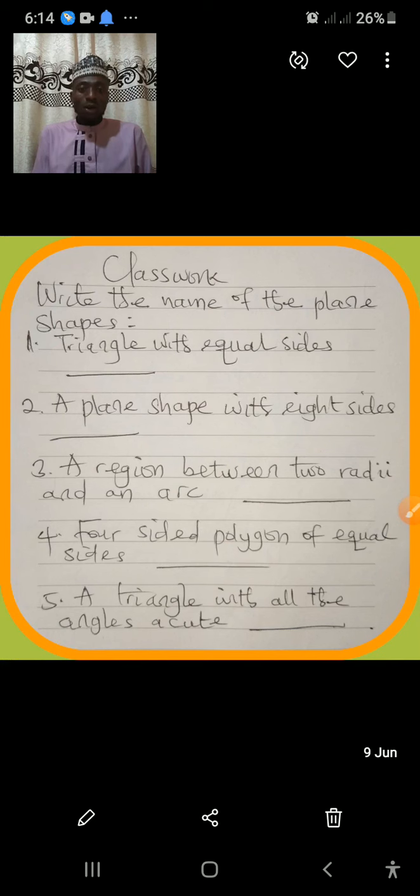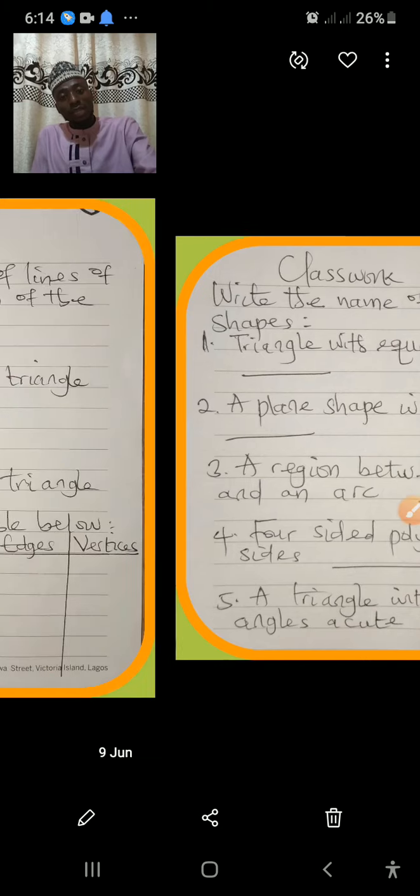Now your classwork. Write the names of these plane shapes. You look at it there. A triangle with equal sides, what is it? A plane shape with 8 sides, what is it? A region between 2 radii and an arc is what? A 4-sided polygon of equal sides is what? A triangle with all the angles acute, whereby all the angles inside are acute, is called what? That's your classwork.